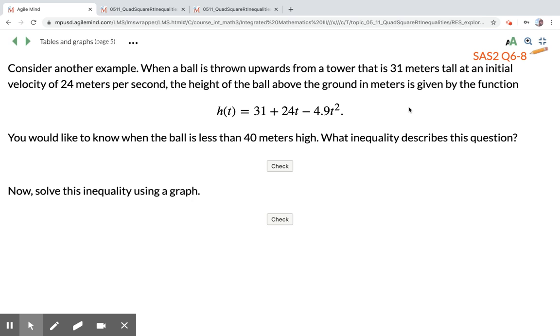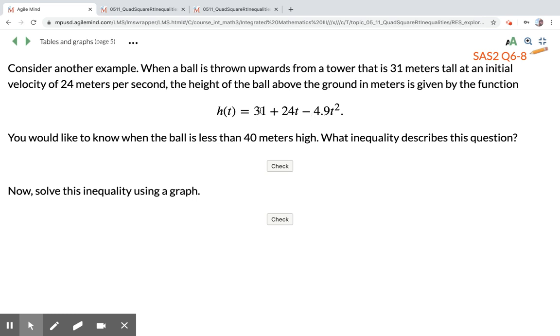But here's the deal. When a ball is thrown upwards from a tower that is 31 meters tall, you give it some kind of initial velocity. In this case, that initial velocity when I throw it is 24 meters per second. So the height of the ball above the ground in meters is given by this function. You're going to need that to help you do question number 6.